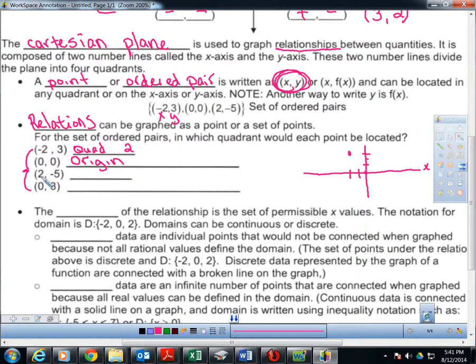Then for this third one, we have a positive and a negative. So positive 2, here's 1, here's 2, and then negative 5. 1, 2, 3, 4, 5. It doesn't have to be perfect. We're just deciding which quadrant it is in. That's going to be, if this is 1, this is 2, this is 3, this is 4, that's quadrant 4.